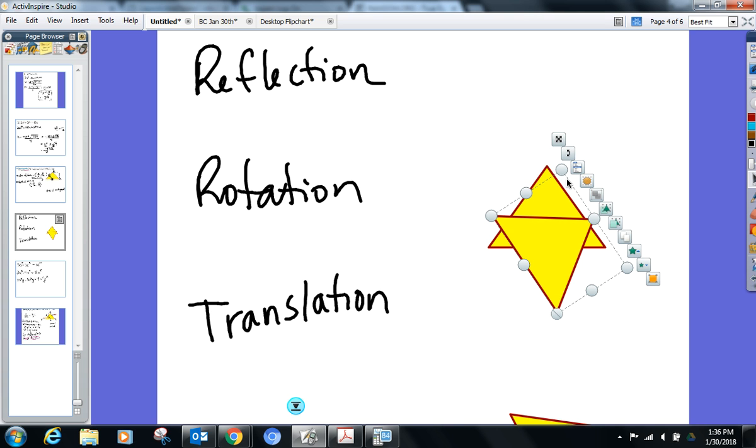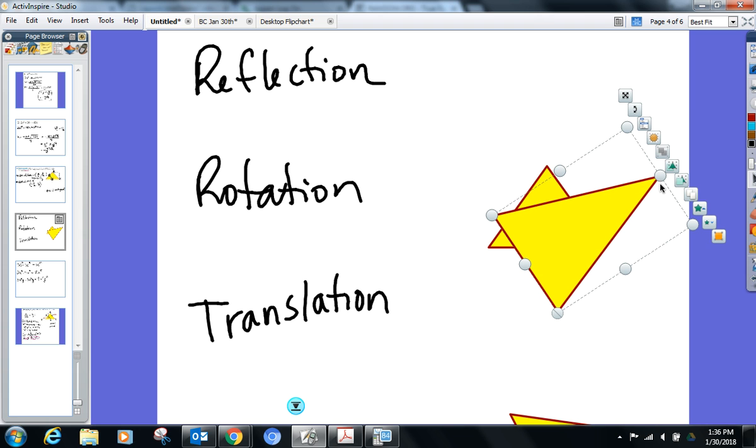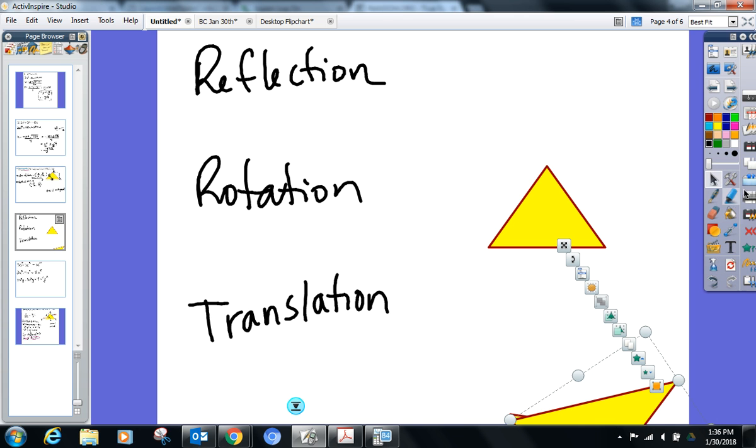Which one did we not add into this that is also a pretty famous transformation? Dilation. Okay, why don't we put dilation with them? Because they wouldn't be congruent. Now we can put dilation in. They're not going to be congruent, but they're going to be similar. Why are they going to be similar?